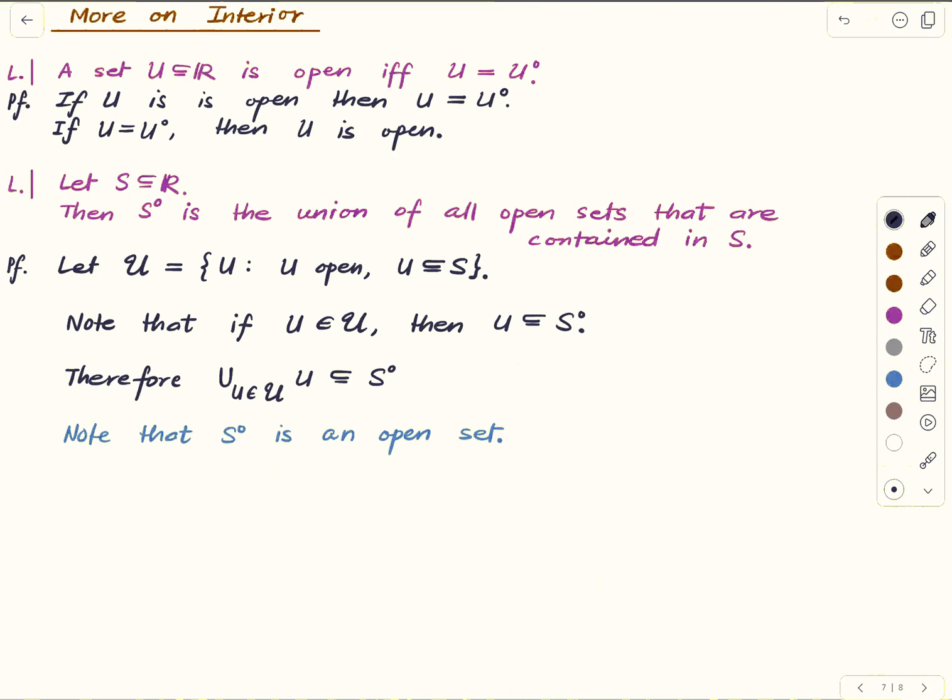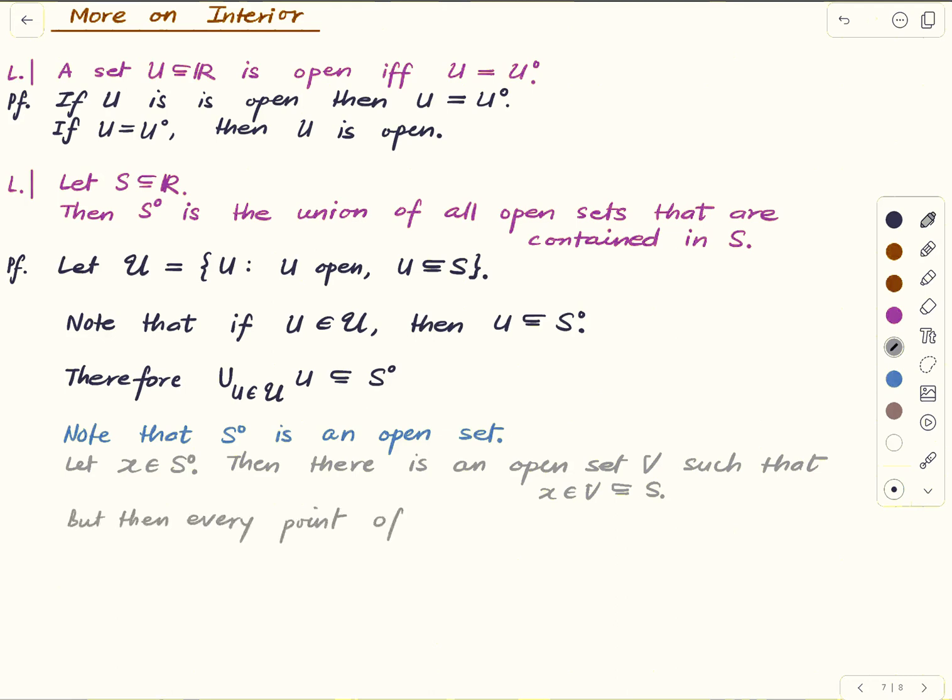To prove this, let X be in the interior of S. Then there is some open set V such that X is in V and V is contained in S. Okay. But then every point of V is in the interior. So if you have an open set contained in S, every point of that open set is in the interior of S. Fine? So actually V is not just contained in S, V is contained in S interior. So there is room around the point X which is contained in the interior of S, and therefore S interior is open. Seems like a convoluted piece of reasoning, but it is not.